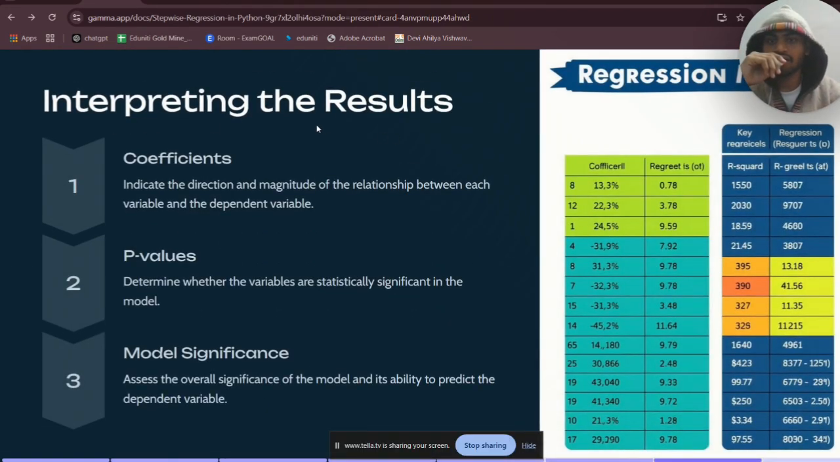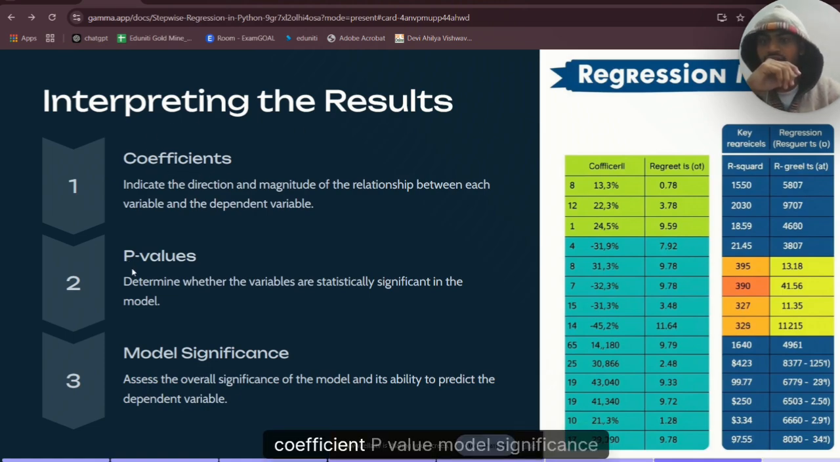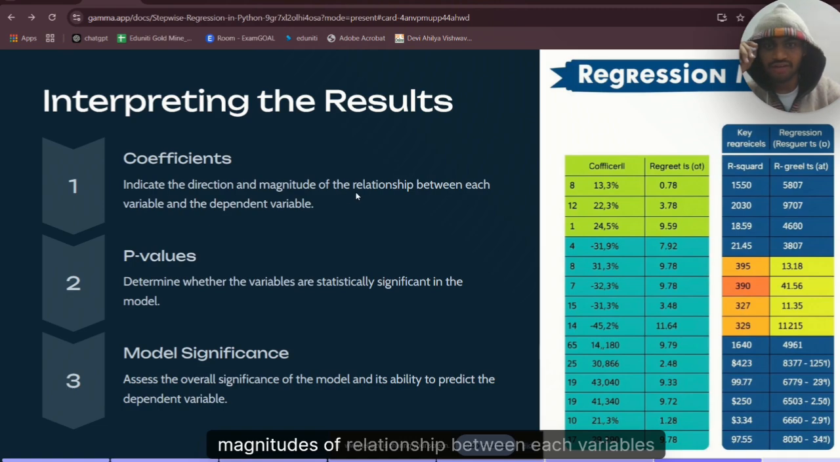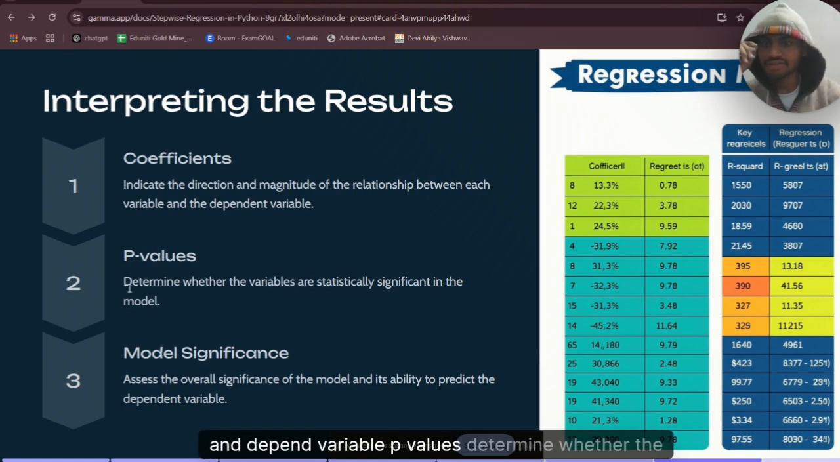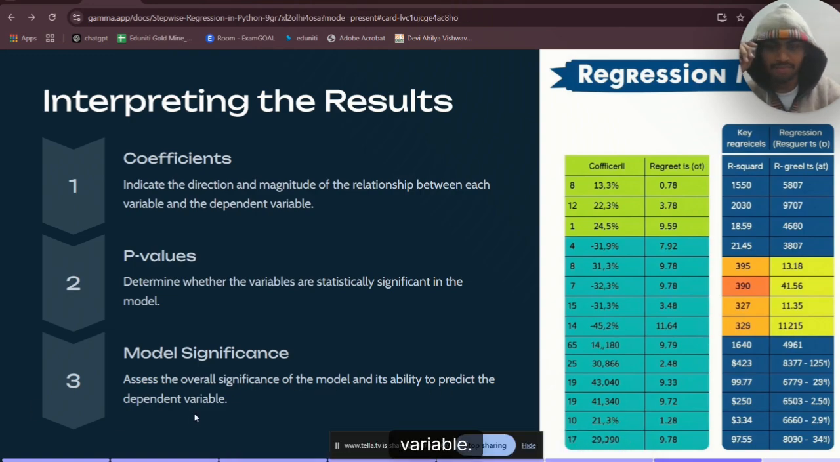Now, interpreting the results. Firstly, coefficients, p-values, model significance. Coefficients indicate the direction and magnitude of the relationship between each variable and the dependent variable. P-values determine whether the variables are statistically significant in the model. Third one assesses the overall significance of the model and its ability to predict the dependent variable.